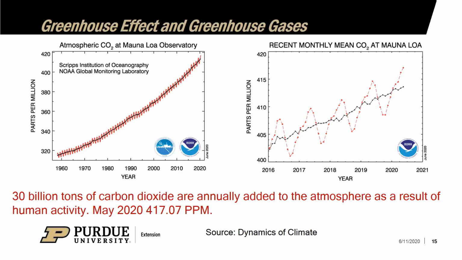I actually looked, and in May 2020 we are up to 417 parts per million of carbon dioxide in the atmosphere. Also, the monthly mean carbon dioxide at Mauna Loa is on this side. Over the past 5 or 6 years, you can see that overall concentrations are increasing, but there's also a pattern. It does vary over time.